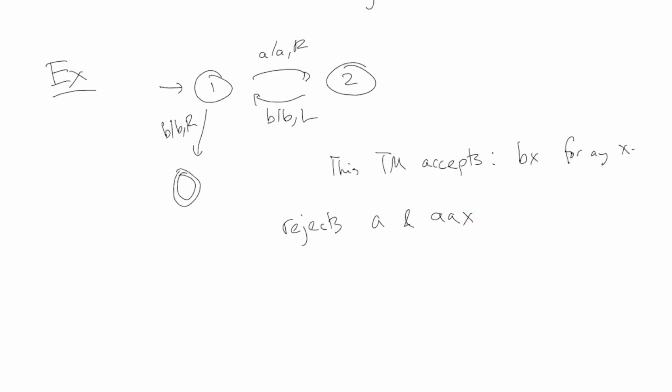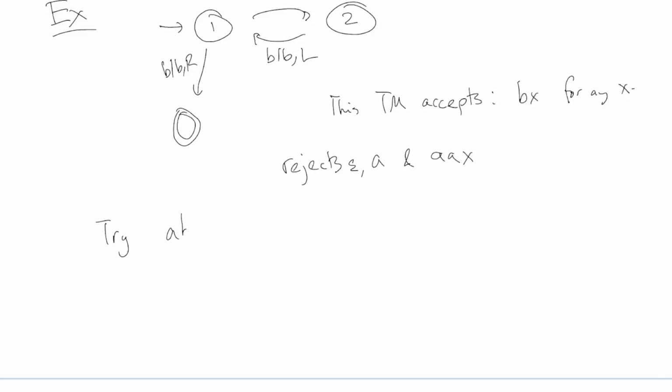Also blank, just the empty string, is rejected because you get here and there's no arrow for a blank. So I'll put that in there: empty string, A, or AAX. What about A followed by B?